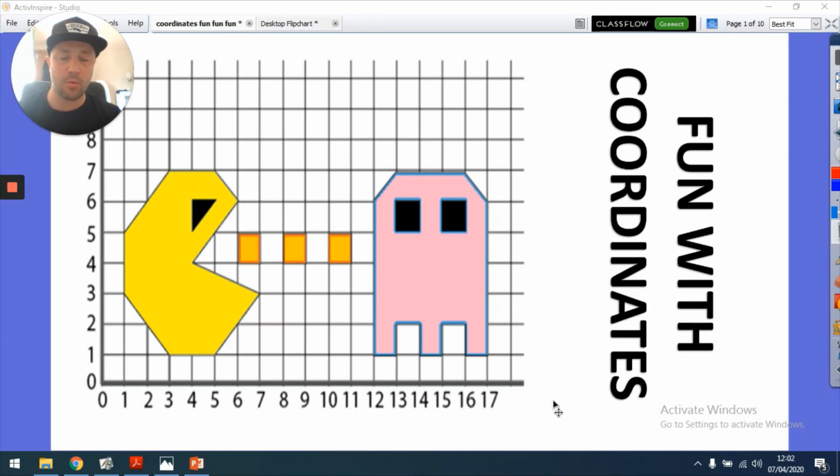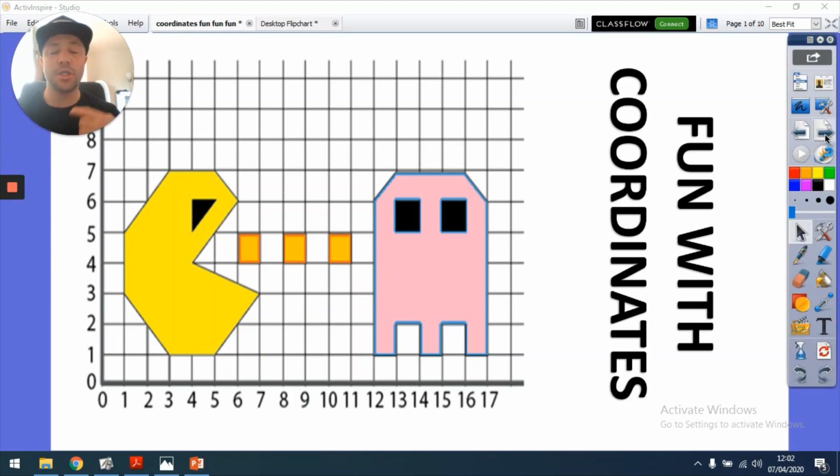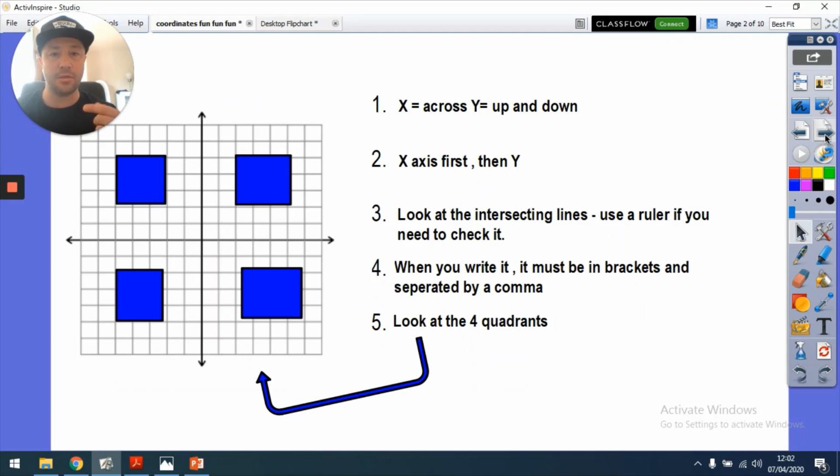So we're going to do some coordinates today. We're going to have a bit of fun with it, and hopefully it's a bit of a refresher to remind you what you've done in the past, but also a bit of fun to get you thinking about coordinates and how we're going to use them. I'm going to start off with our success criteria today, just a reminder of all the things that you need to remember when you are using coordinates, and if you want to scroll back to this page at any point, please do.